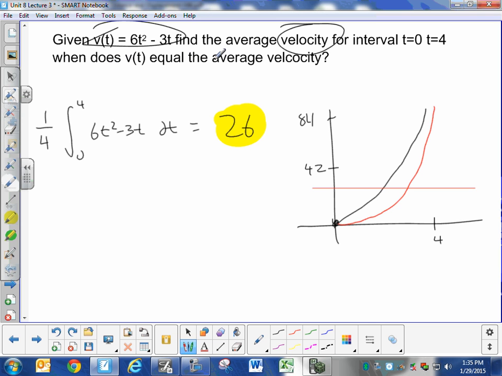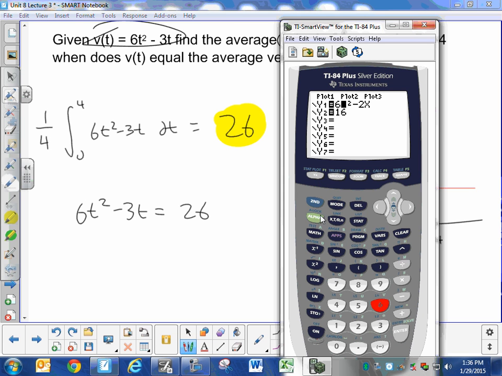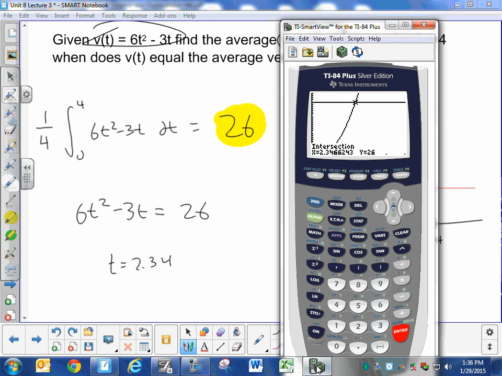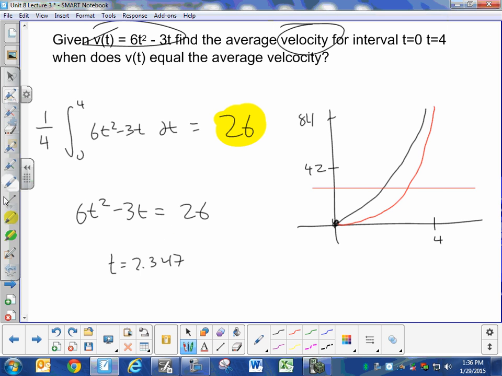Okay, now finally, when does the velocity equal the average? So for what time does this equal that? Use your calculator. Let's figure that out. 6x squared minus 3x equals 26. Let's set the y max to be like 30 so I can see it. Sometimes if you can't see it, the calculator doesn't find it. See, there you go. There's that concave upness. Second calc intersect, enter, enter, enter. 2.34666. Round to 3 decimal places. 2.347. Okay, that was perfect.